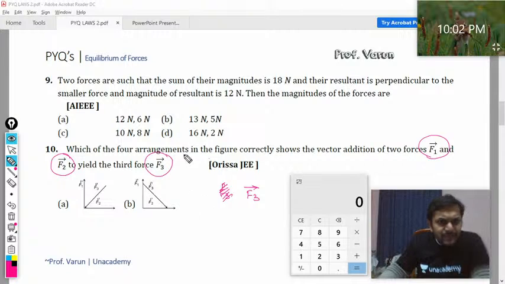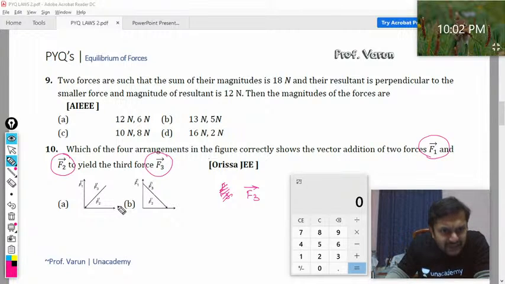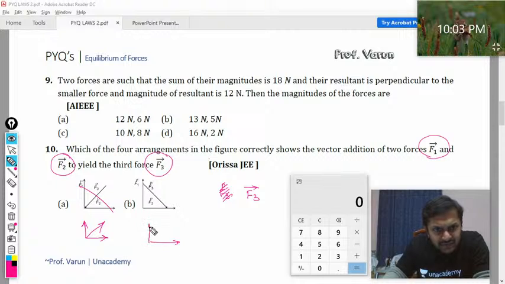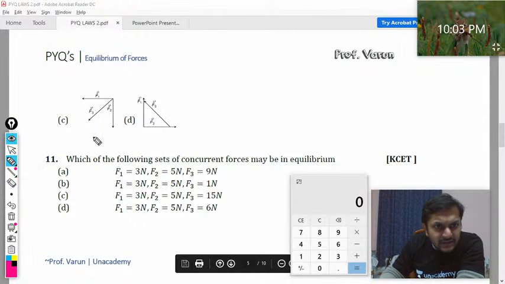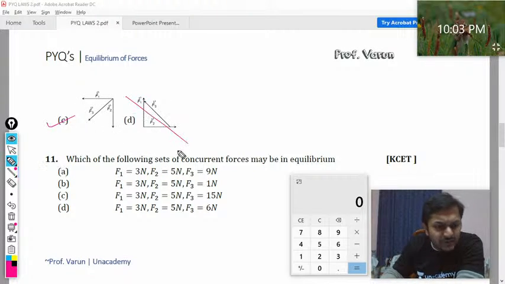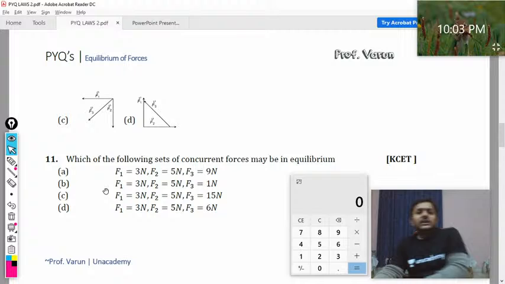So let us see. F1 and F2 yields F3. So this is F2, this is F1, and this is F2. So obviously the resultant should be this. This is a wrong answer. F2 is this and F1 is this. The resultant should be this. This is also a wrong answer. Here F1, F2 and F3, C is the absolutely correct answer. D is properly wrong. So this was an easy question. We could have done it.